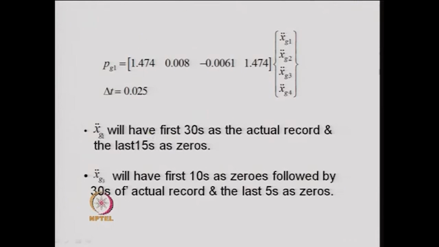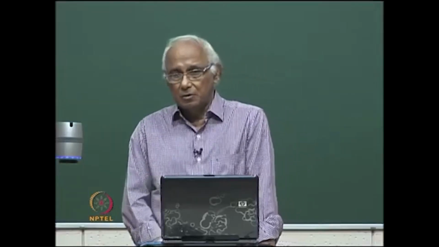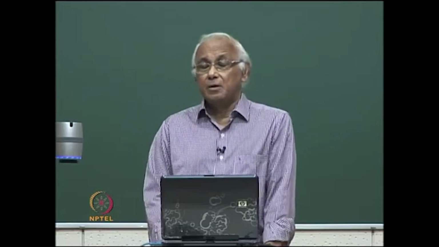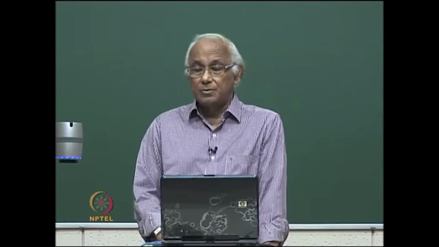But in order to obtain the values of x double dot g 1, x double dot g 2, x double dot g 3 and g 4, we take the ground acceleration of 30 seconds, which is travelling, and there is a 5 second time delay between the supports. As a result, for the first support the first 30 seconds of the record will be non-zero, and the rest 15 seconds will be 0 values.